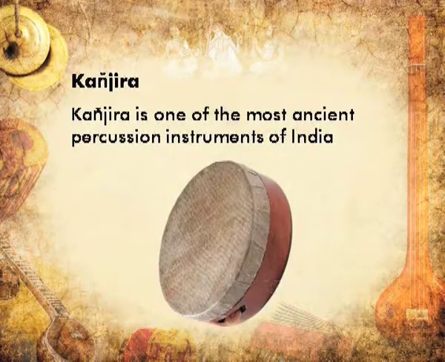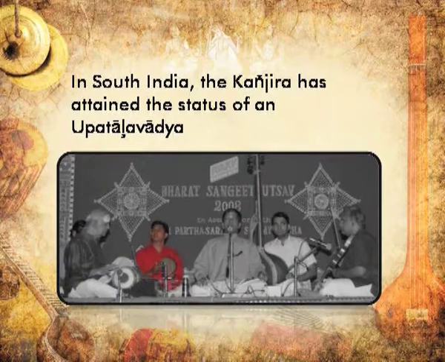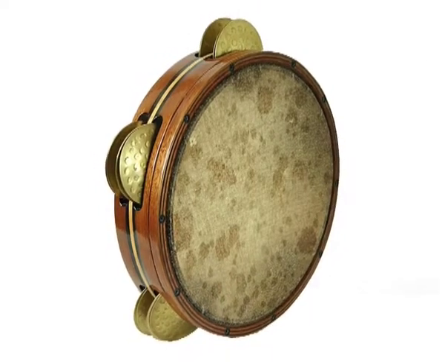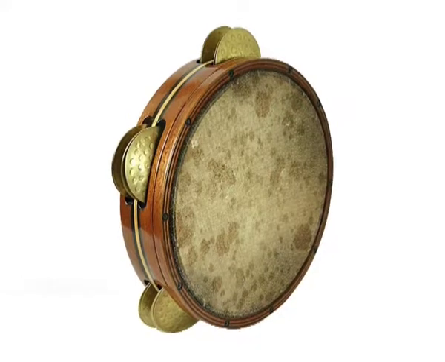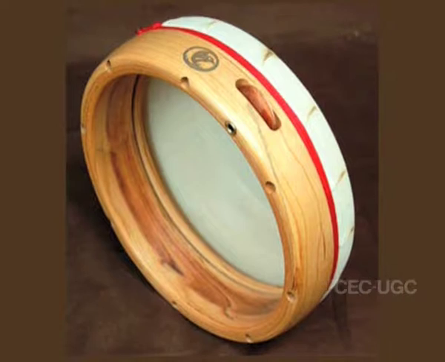Ganjira is one of the most ancient percussion instruments of India. It is used all over India as an accompaniment to folk and devotional music. In South India, the Ganjira has attained the status of an upatalavadya. The Ganjira is a one-sided drum which has a circular wooden frame of 8 to 9 inches in diameter and 3 to 4 inches in depth.